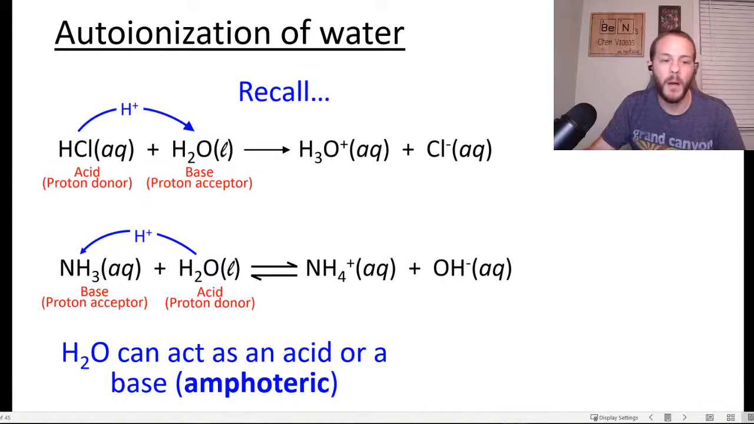And in the ammonia NH3 example, we have water acting as an acid, donating a proton to the base NH3. So H2O, water, can act as an acid or a base. It is amphoteric. That's the term I was looking for earlier. Amphoteric refers to substances that can act as either an acid or a base, right?